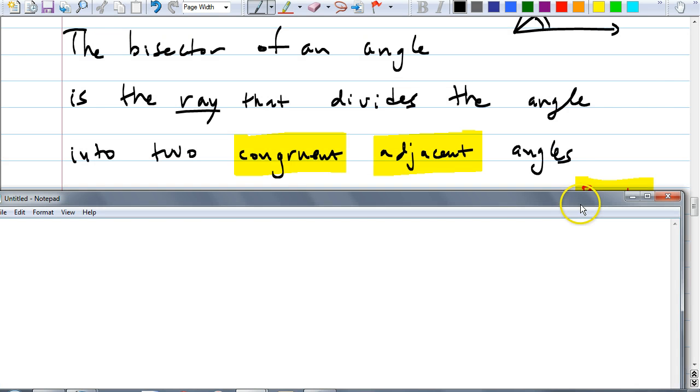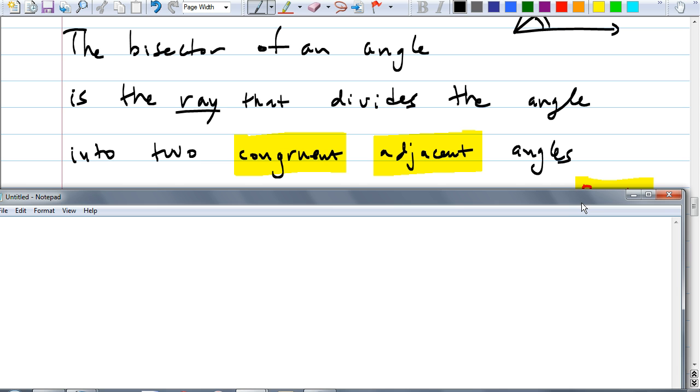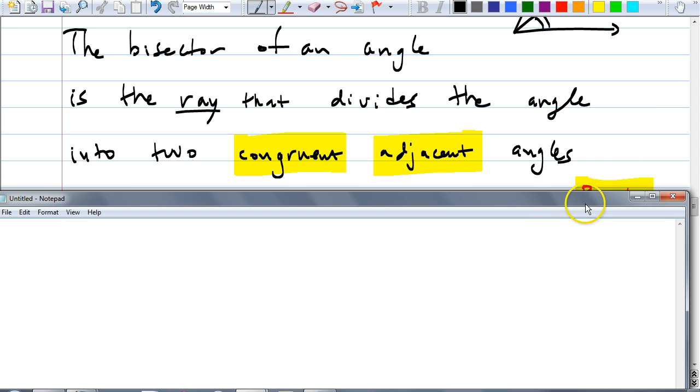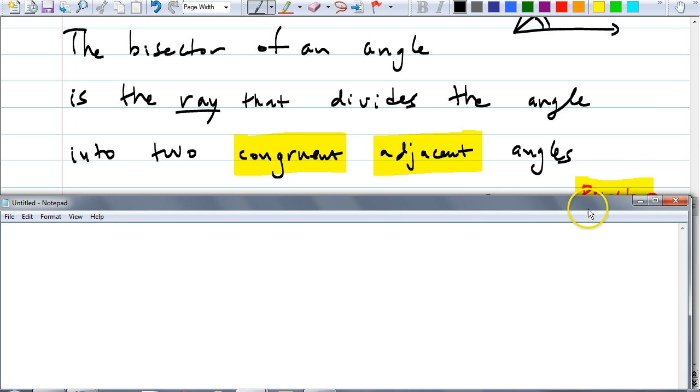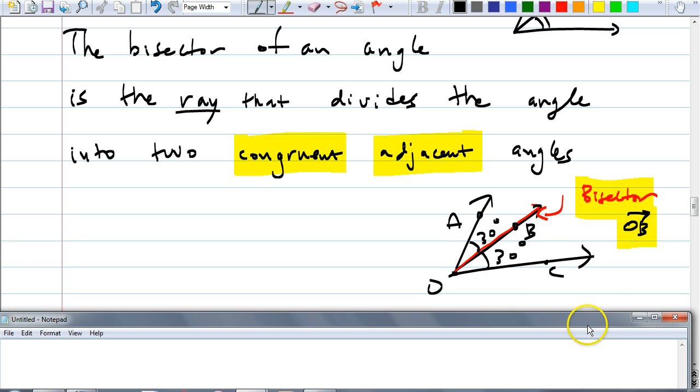Yes, the book does say ray. It's the ray that divides the angle into two congruent adjacent angles. It's important that it divides the angle into congruent adjacent angles, not just congruent angles. They have to be right next to each other, with a common vertex and sharing the same side. Notice we're using the adjacent angle definition there, carefully. It says ray.